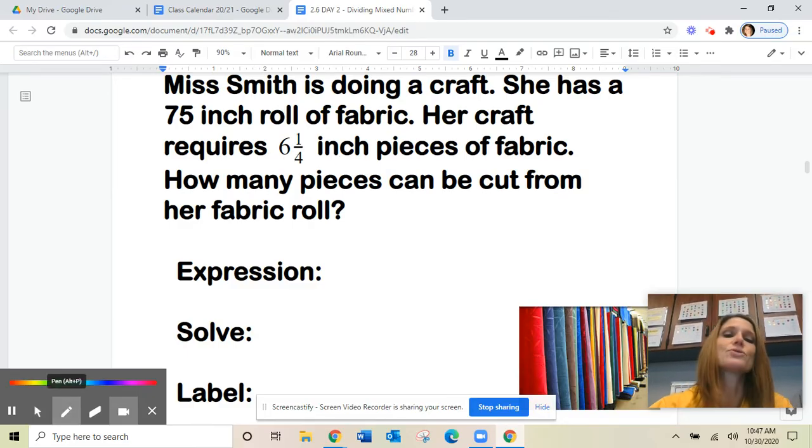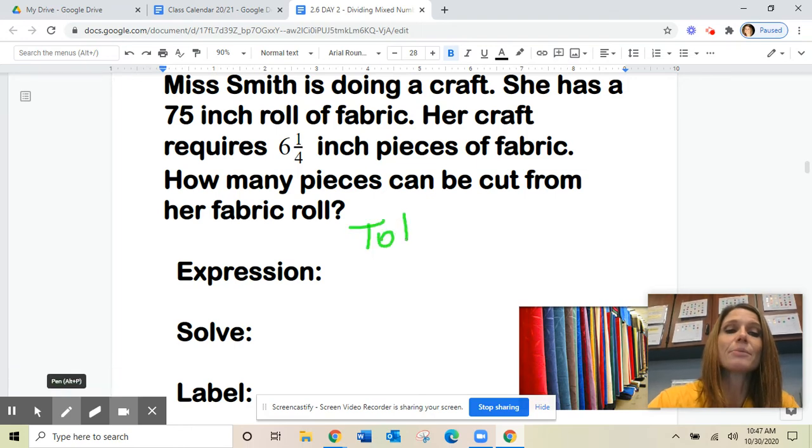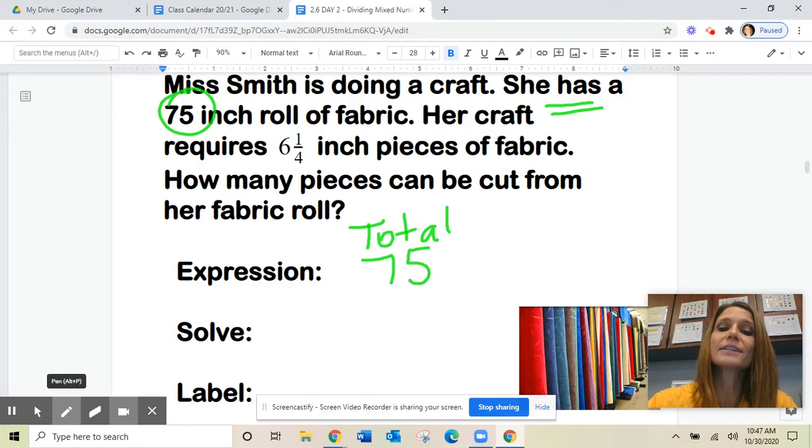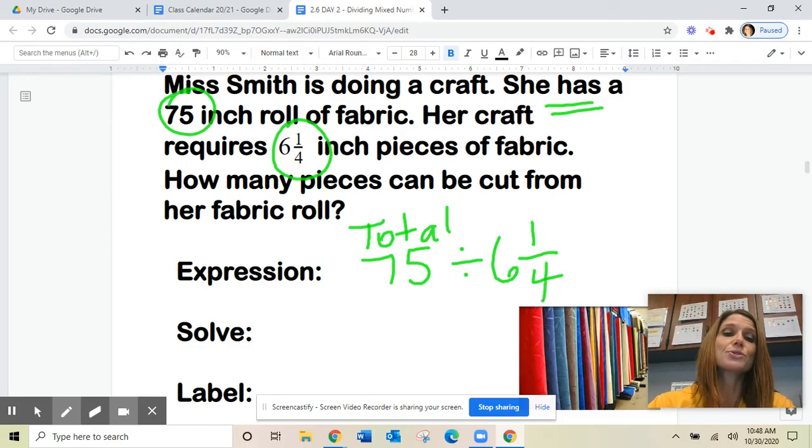So to understand the situation, I know that she is going to be splitting up fabric into small little pieces and then sewing or gluing or combining them in some way to create this craft. So my total amount of fabric is the whole number 75. That is what she has. She's going to split that roll into pieces that are 6 1/4 inches. So my expression is written with the total divided into parts or piece sizes.